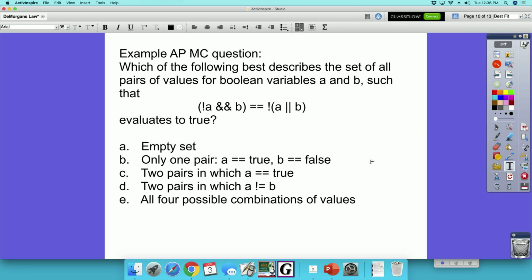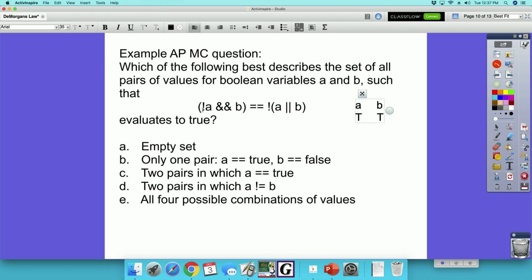All right, so here's an example of an AP question. Which of the following best describes the set of all pairs of values for Boolean variables a and b such that not (a and b) equals not a or not b? Now the best way to do this is to make a little chart. So we're going to do an A, we're going to do a B, and then we're going to do both of them true and see if this works out. See if this is a set that works.